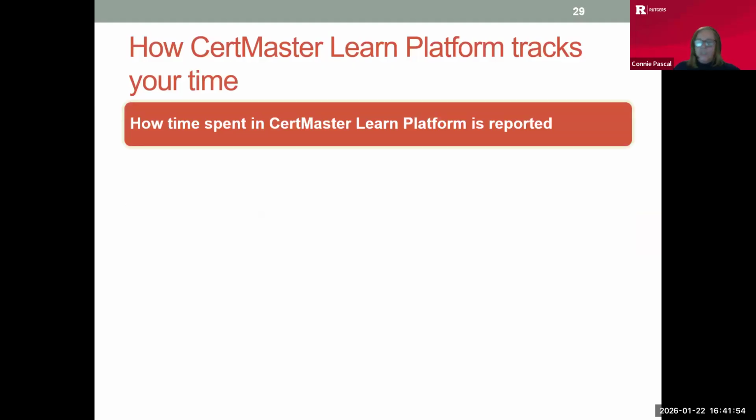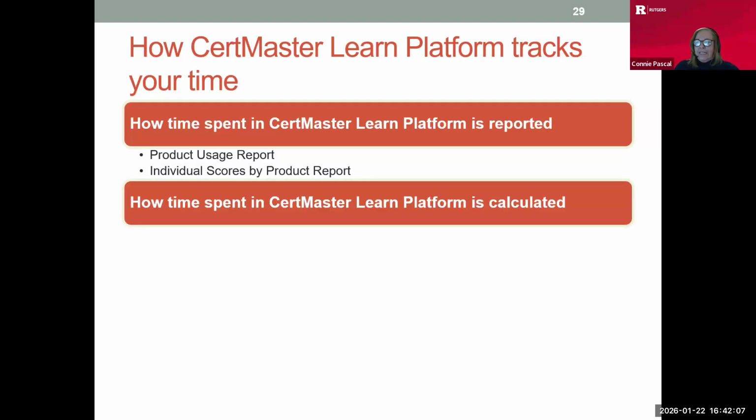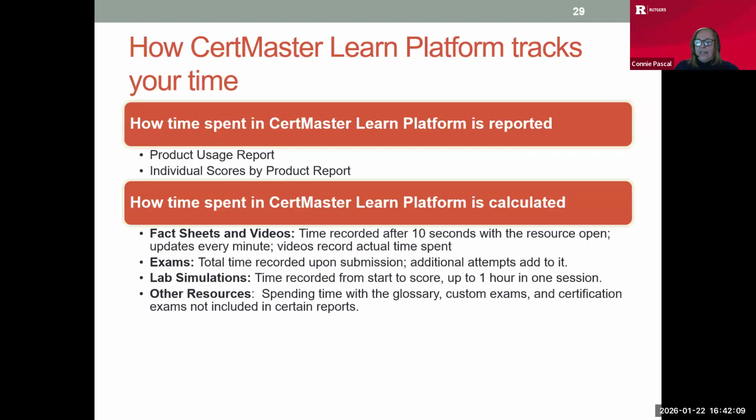So the one other thing that you need to talk about is how does the CertMaster platform track your time, because it's going to get a little tricky. So there's a product usage report and an individual scores report. And again, it is calculated. If you don't do a few things, it's not going to register you as having actually spent time in the product, in the program, or in the course, which is then going to trigger me to say, wait, you haven't finished this, but you might have already actually done the work.